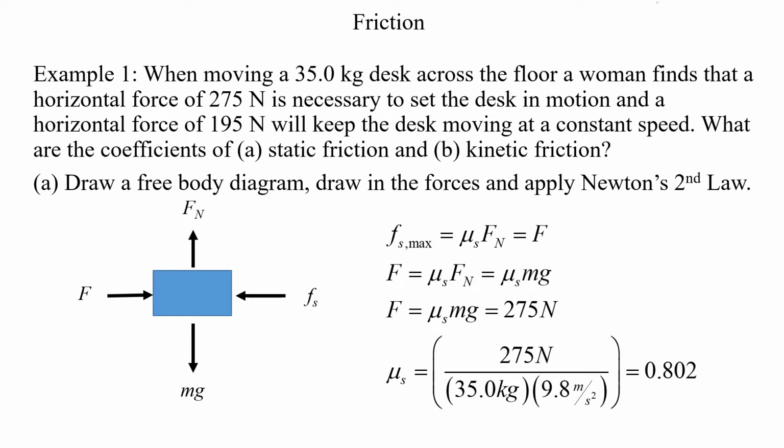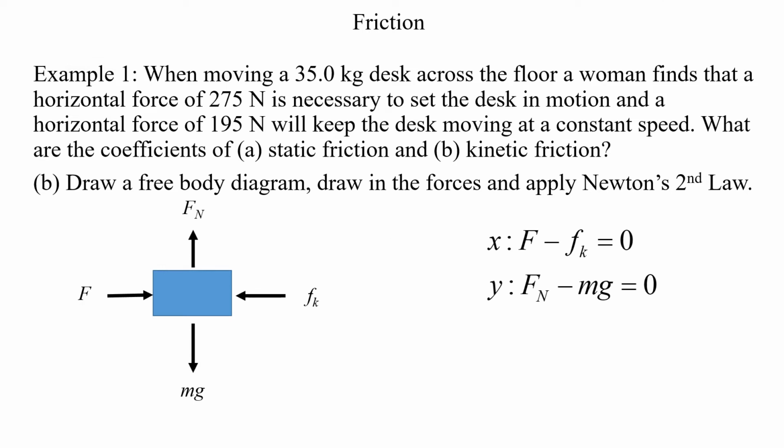Now we can solve for mu sub s. And we get 275 newtons divided by mg, which is 35 kilograms times 9.8 meters per second squared for g, and we get 0.802. So that's our static friction coefficient.